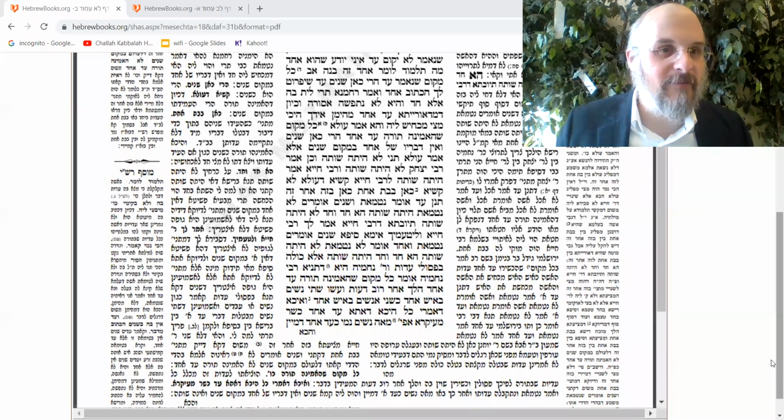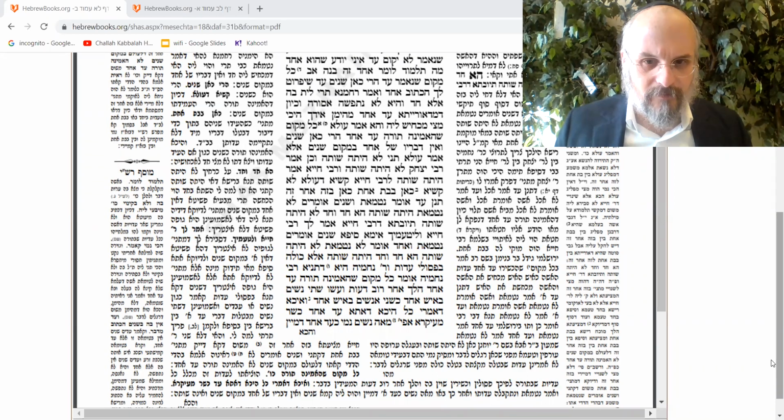All right, so we are on Lamed Aleph from Bava Batra 31b. So where we're at is like this. We explained that we don't have a dispute in law, but we have a dispute in the reading of the Mishnah.